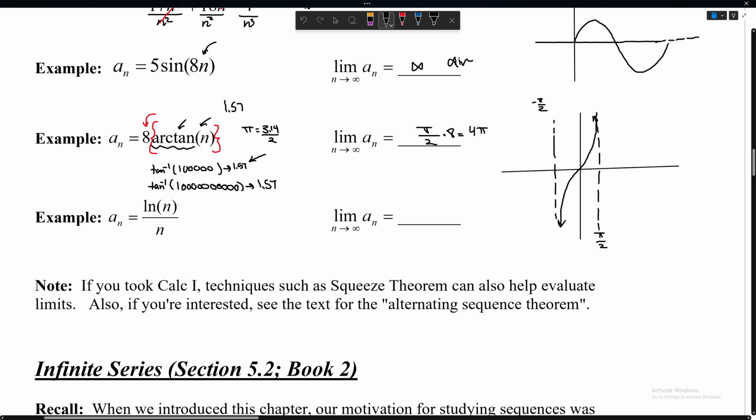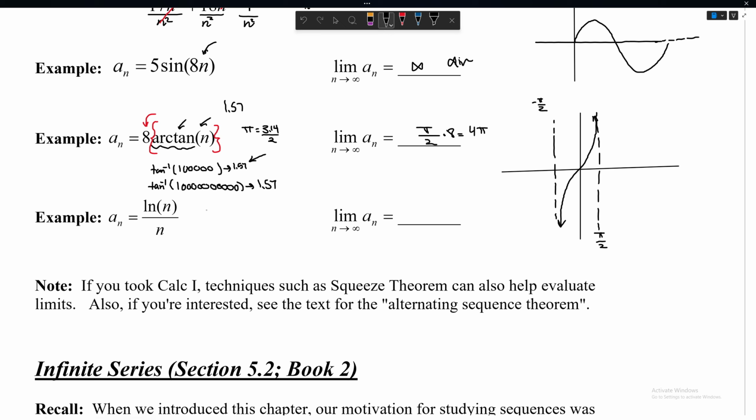Here, for this one in specific, we take the limit as n goes to infinity of ln of infinity, right? And infinity here. This is your ln of infinity. So we do know I believe our ln graph goes something like this.